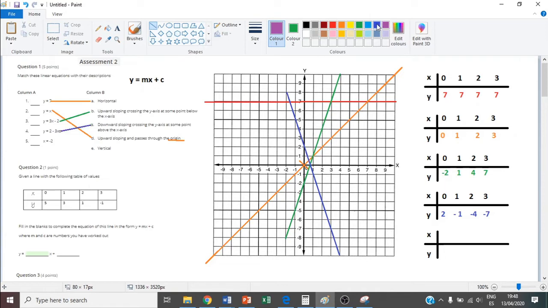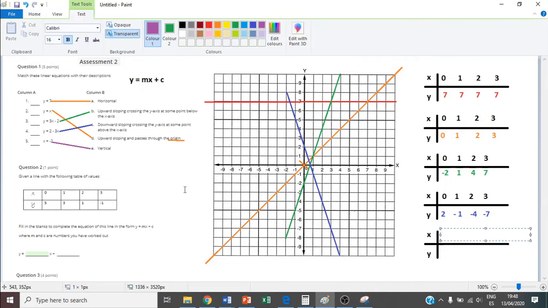Oh, that was blue. Let me draw this last one. I'll put this one in purple. It's got to be that vertical line when x is equal to negative 2. Now, this is the one exception. When I do my table of values, I always like to start with the values 0, 1, 2, 3 for x. But in this case, the rule tells me that x is never 0, nor is it 1 or 2 or 3. It's always negative 2.